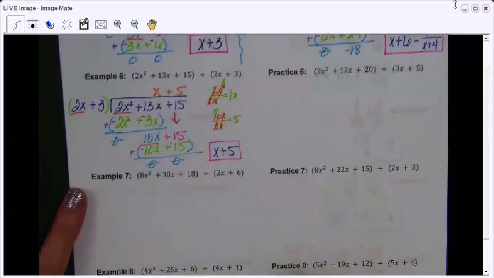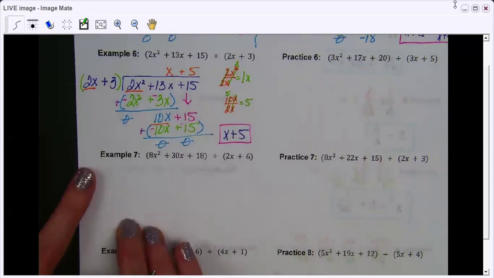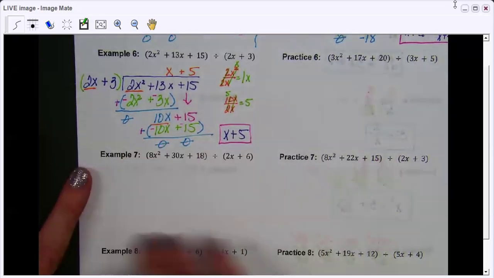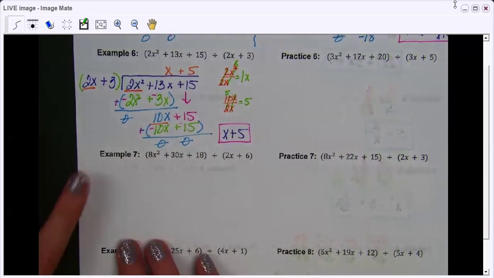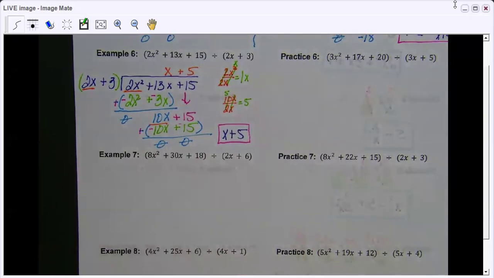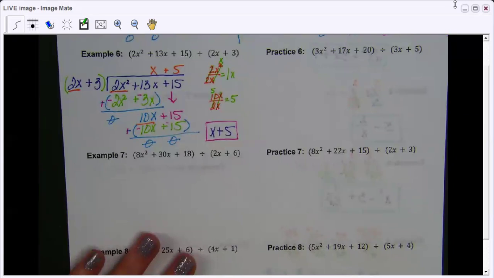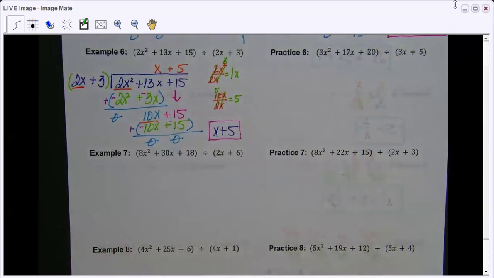Let's have you go ahead and do example 7. I want you to try. You're going to set it up and do the first step on your own, and then I'm going to show you that first step so you can check it. And then we'll pause. I'll have you do the second step, and then we'll check it. So I'm going to pause the video to do the first half of this problem, then we'll come back and check it.